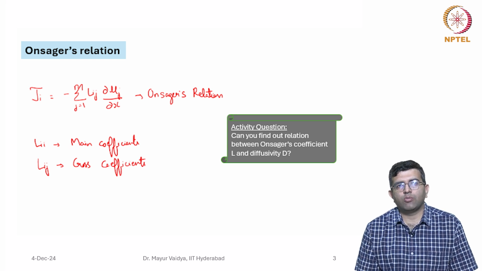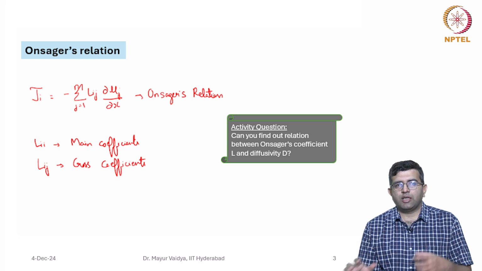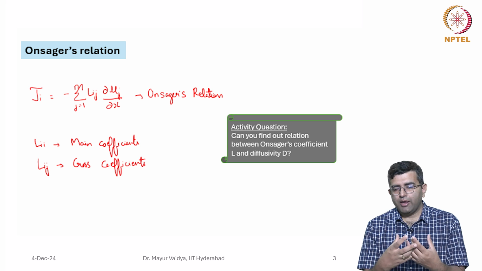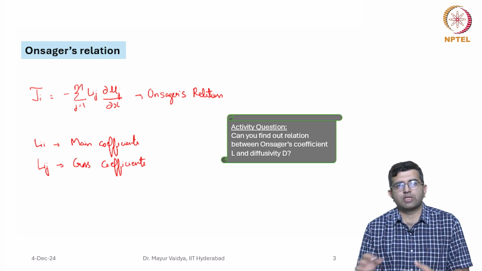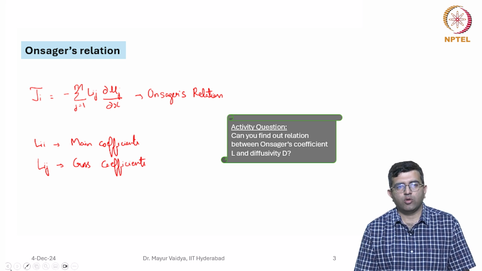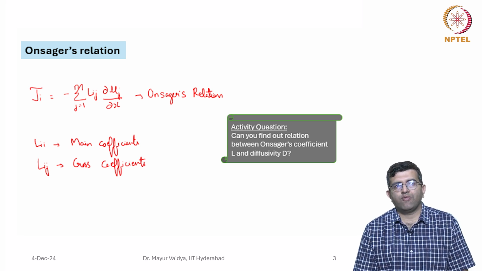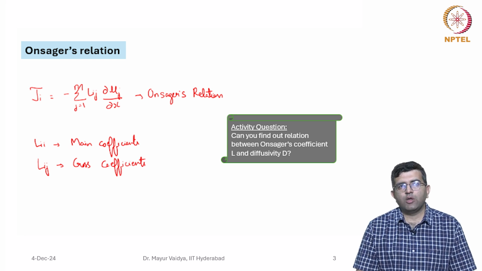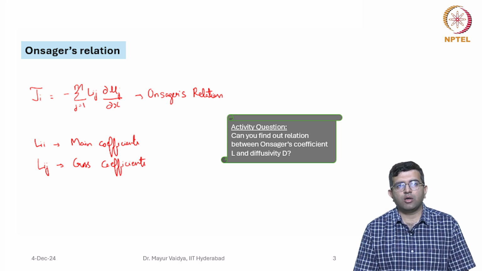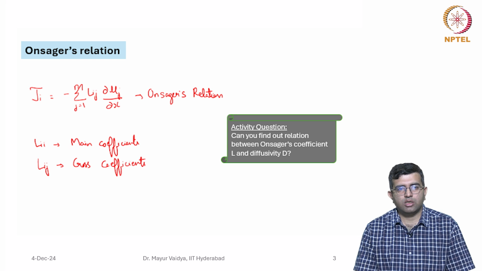So, J_i is equal to minus summation over j equal to 1 to n of L_ij into ∂μ_j/∂x. That means, there may be several components in your alloy, and therefore, this is the flux of the ith component. Where L_ii, that means when j and i are equal, these are known as main coefficients. The L_ij are known as cross coefficients. So, basically these are Onsager's coefficients which relate the flux to the chemical potential gradient. You can already see that this is slightly more complex than what we saw for Fick's laws, because there we were only talking about one element diffusing primarily.